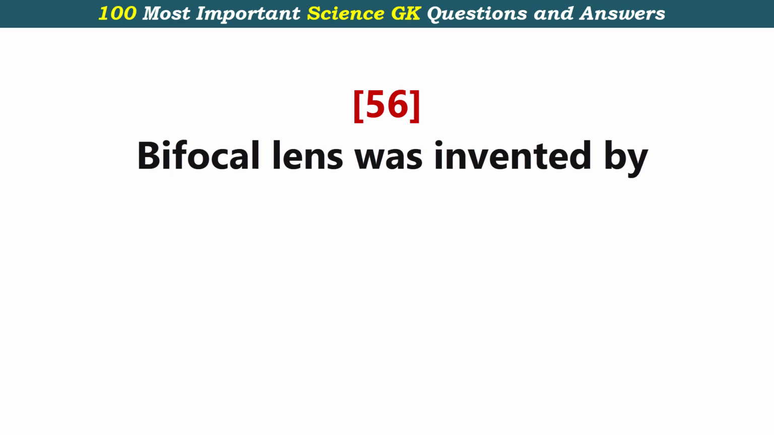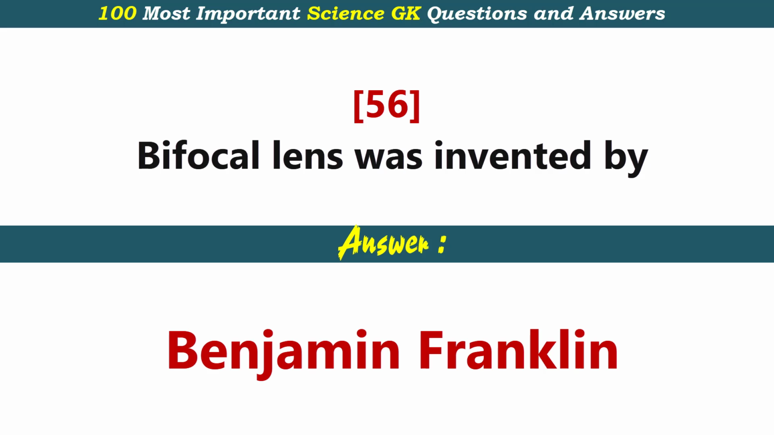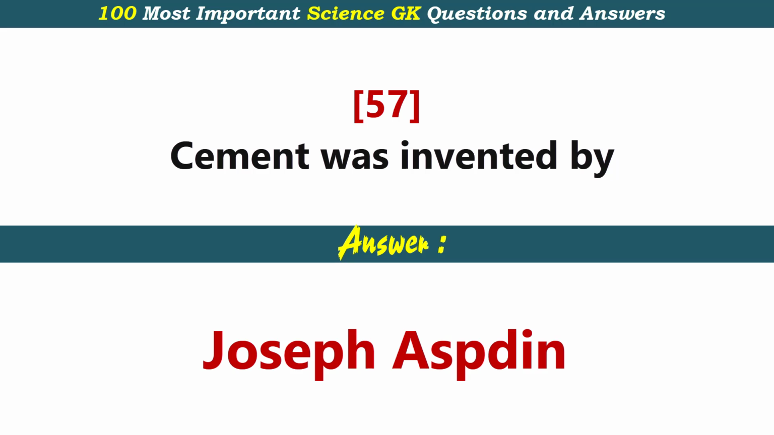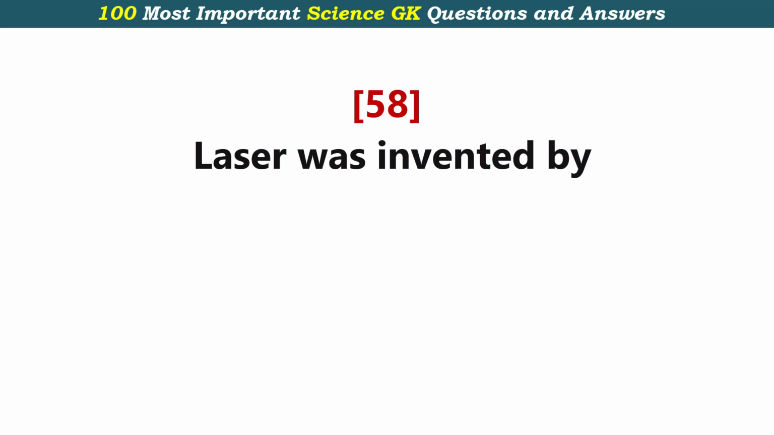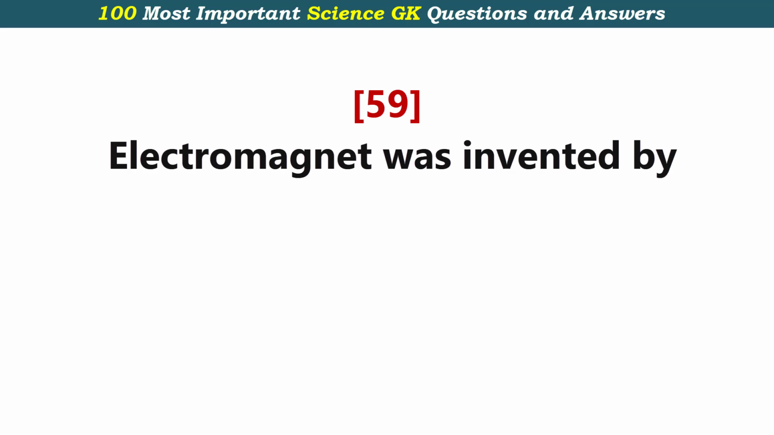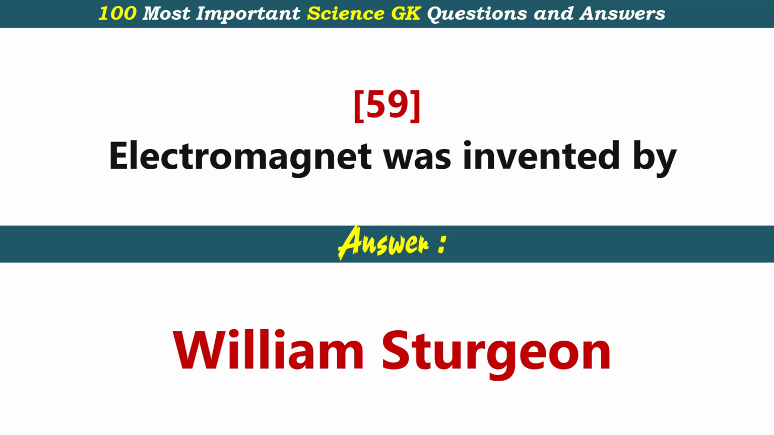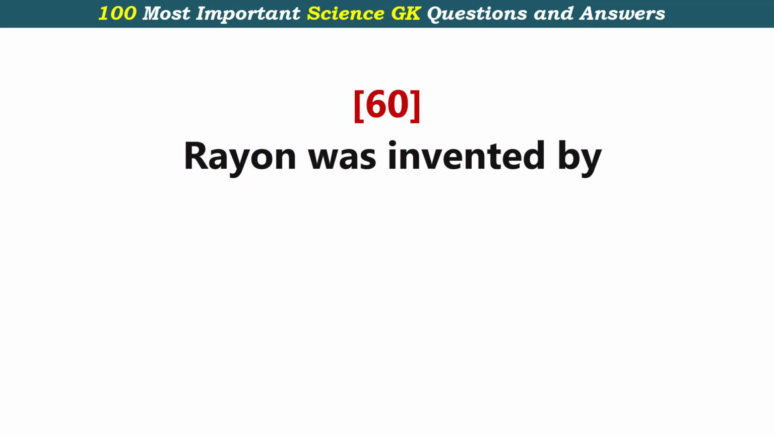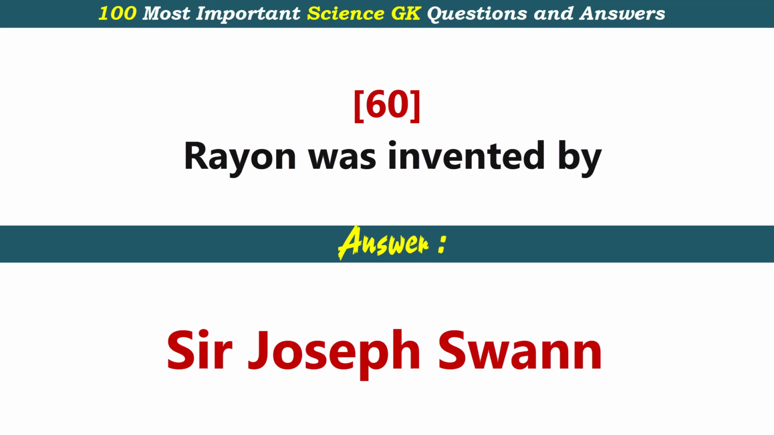Bifocal lens was invented by? Answer: Benjamin Franklin. Cement was invented by? Answer: Joseph Aspdin. Laser was invented by? Answer: Dr. Charles H. Townes. Electromagnet was invented by? Answer: William Sturgeon. Rayon was invented by? Answer: Sir Joseph Swan.